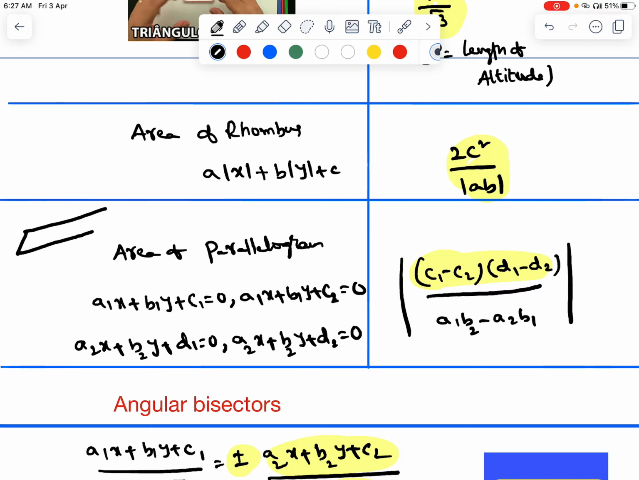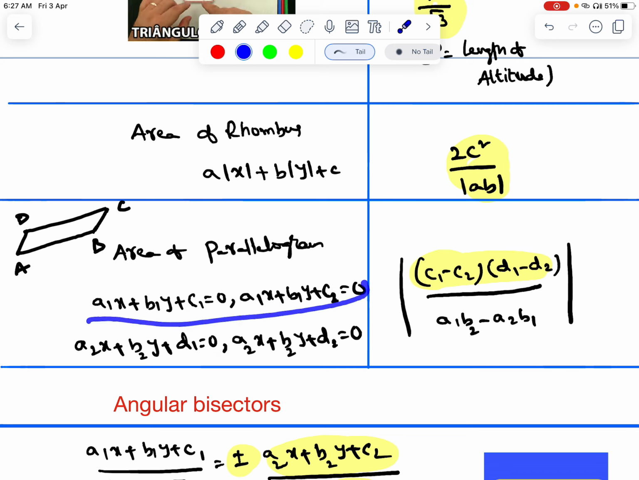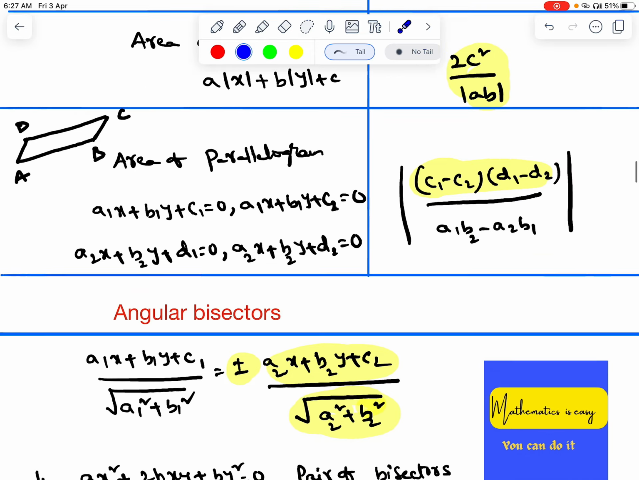This is the diagram. A, B, C and D. Area of parallelogram: these are the lines. The formula is |(c1 − c2)(d1 − d2)| / (a1b2 − a2b1).